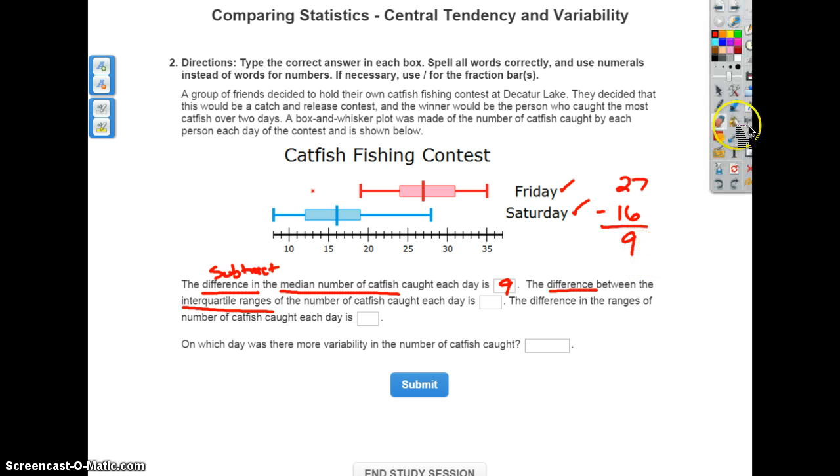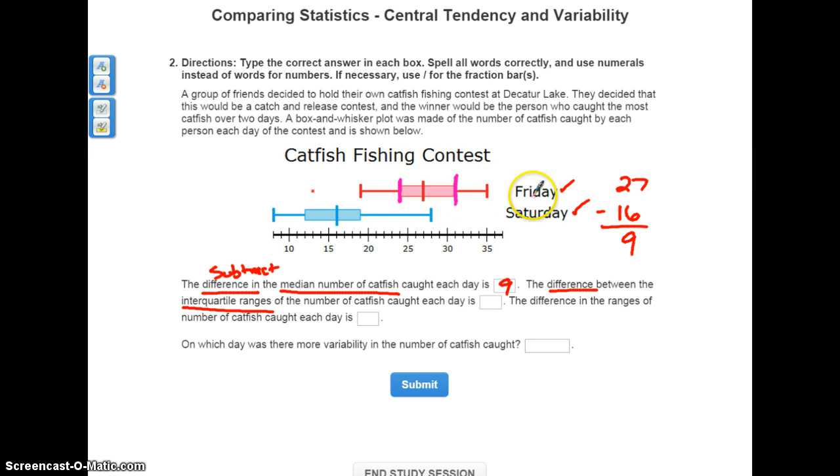You just have to know what you're looking for. Here's where I'm looking. My interquartile range is physically talking about the highest value of your box to the lowest value of your box. It's physically looking inside the box right here, and that's where you're finding a range.